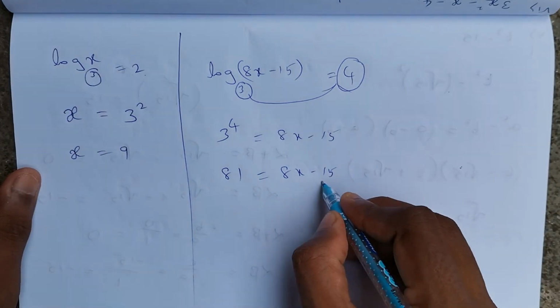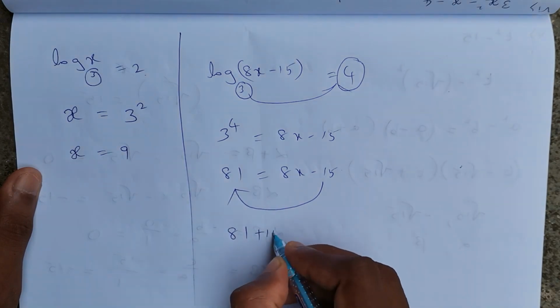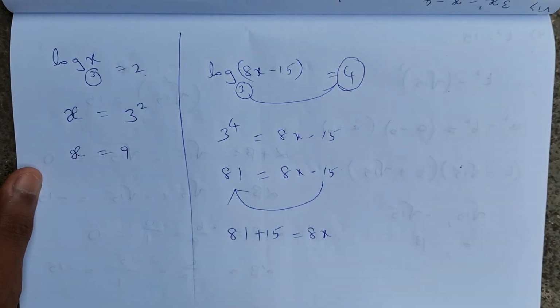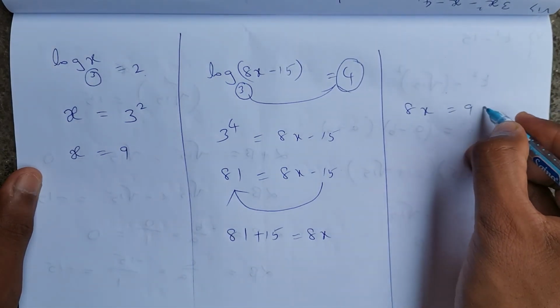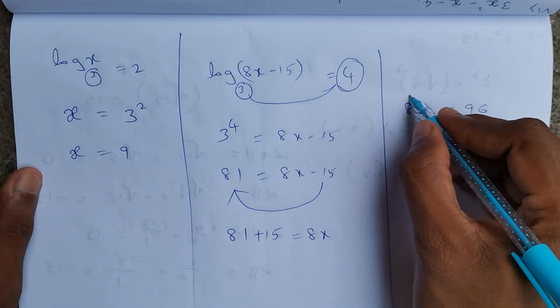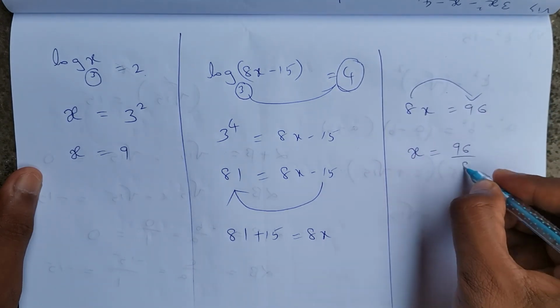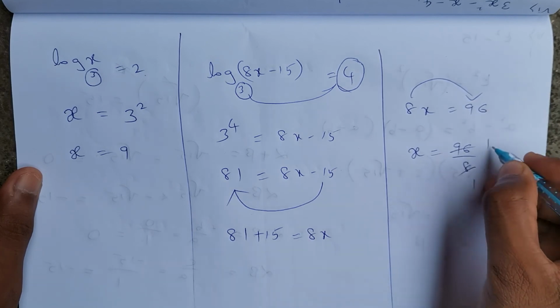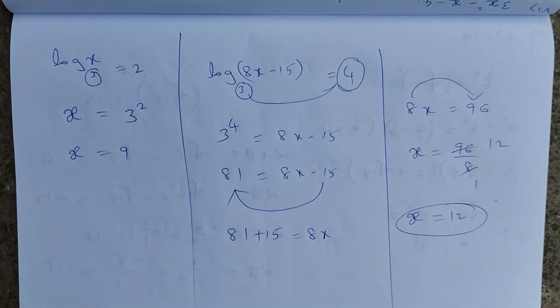Now this minus 15, if we take it to the other side, it will become plus 15. So we get 81 plus 15 is equal to 8x. 81 plus 15, 96. 8x is equal to 96. We want the x value, so I will take 8 to the right side. So x is equal to 96 divided by 8. 8 ones are 8, 8 twelves are 96. So the x value is 12.